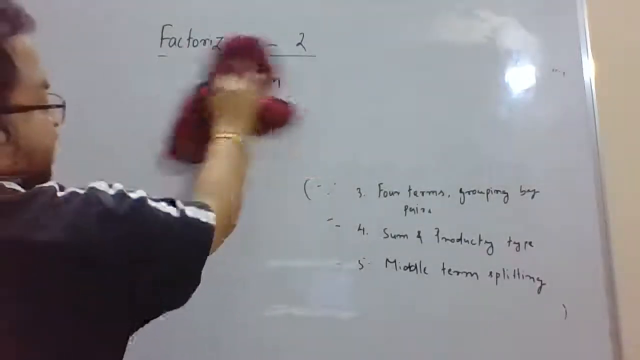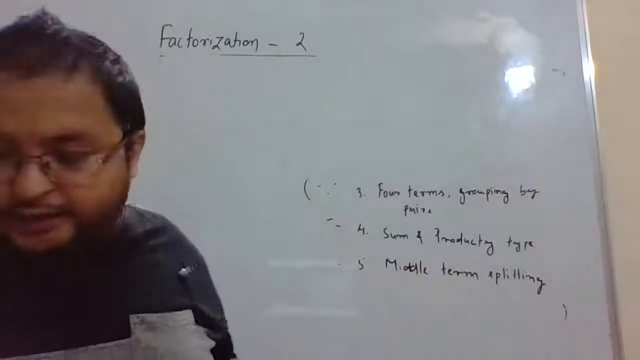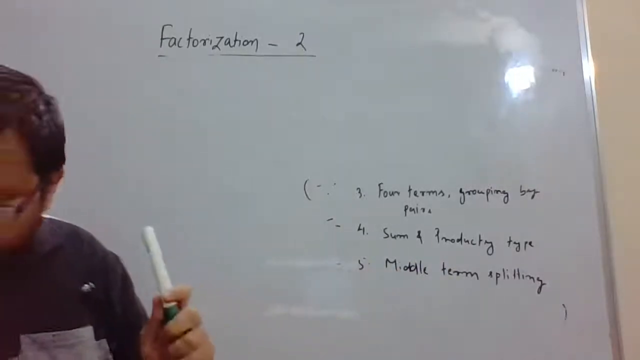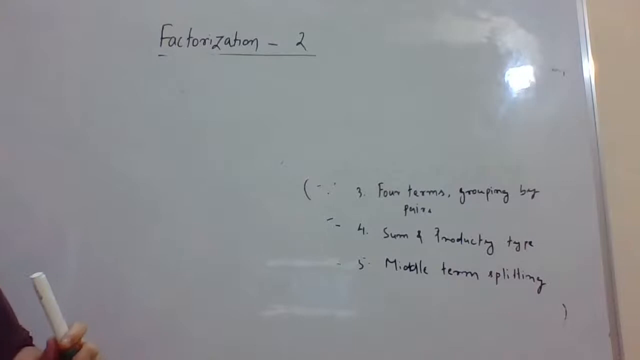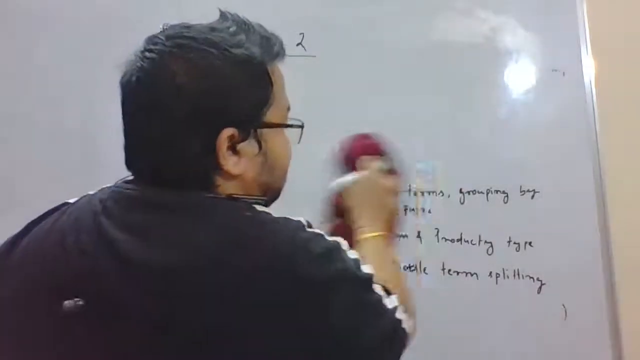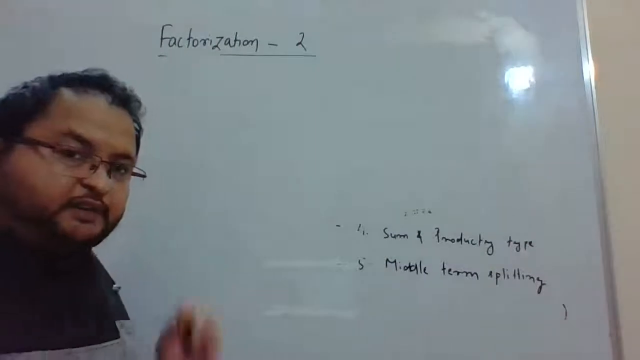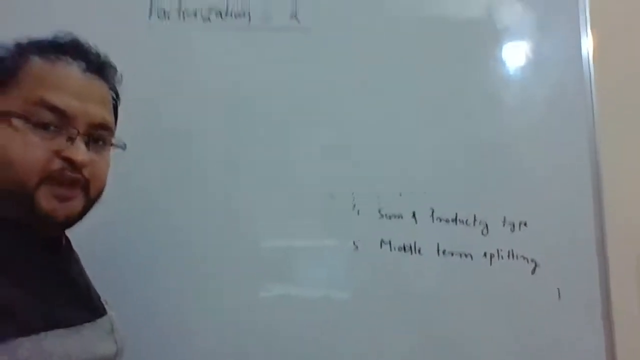Okay, so let's move to the next one, that is sum and product type. When we say this sum and product type, this one is pretty interesting. If you see here, we have taken up this term. Let us understand for a moment this expansion, so that the factorization would be very easy for you.